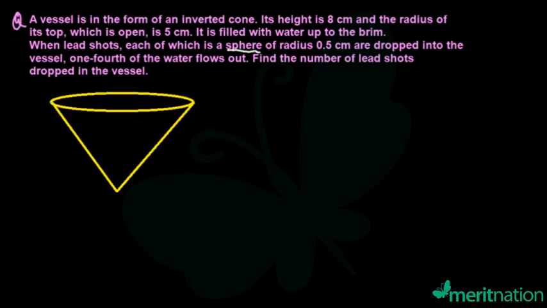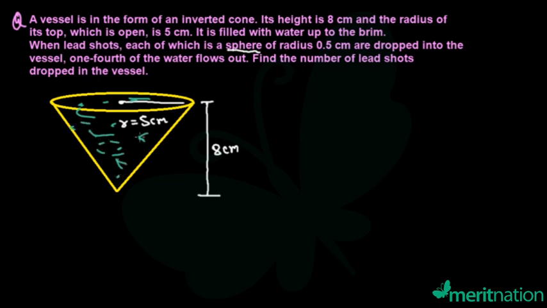So let's say this is our vessel which is in the shape of an inverted cone. Its height is equal to 8 centimeters, and the radius which is open from the top, the radius of this circular top, that's equal to 5 centimeters. Now it's completely filled with water. The vessel is completely filled with water. So let's say this is water inside this conical vessel.